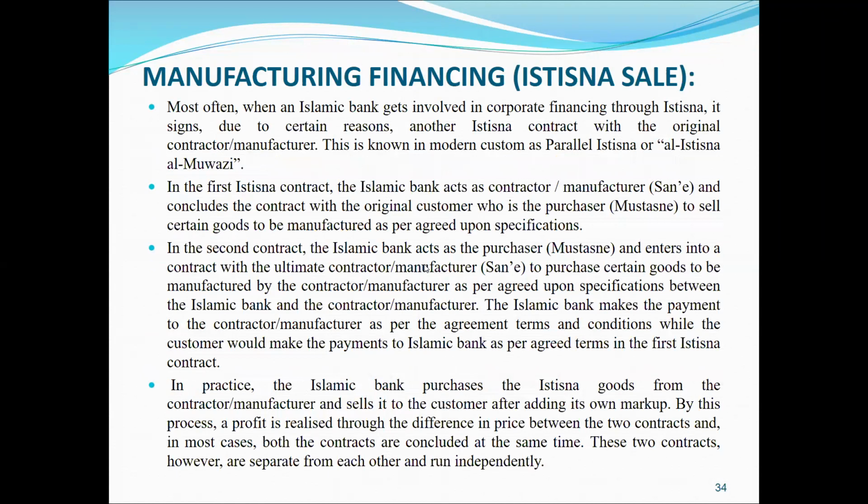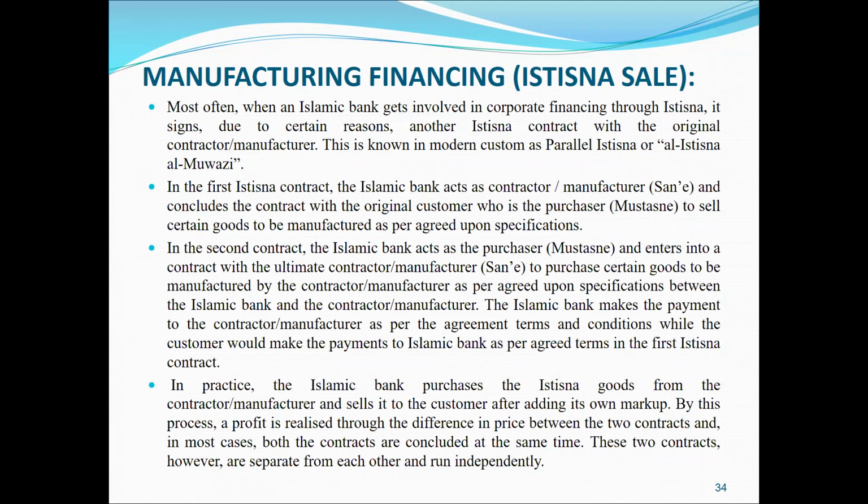So apart from the Murabaha, we said there is istisna. Most often, as Islamic banks get involved in corporate financing through istisna, it signs an istisna contract in the case that it is in the shoes of the contractor or manufacturer. We know istisna is to manufacture something, and if it's not the case, then the Islamic bank may sign a parallel contract, which is parallel istisna. So there will be two contracts.